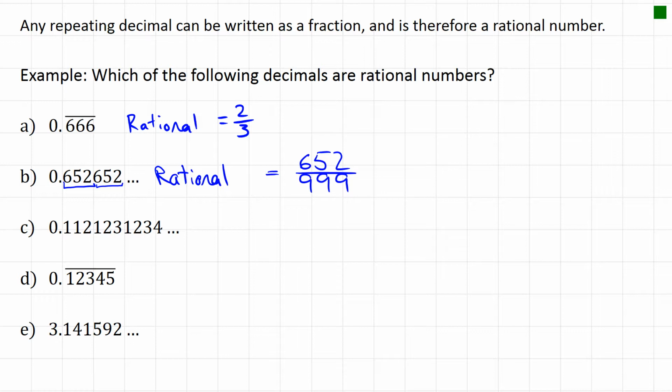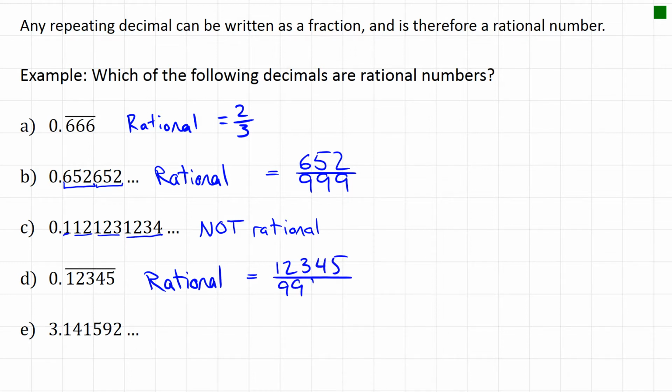Going on to part C, it looks like there's a little repetition here. We have 1, and then 1, 2, and then 1, 2, 3, and 1, 2, 3, 4. But this is not rational because the repetition has to be the same thing. It can't just be a pattern that's going on and on. It has to be the exact same thing repeating over and over and over again. So this is not rational. 1, 2, 3, 4, 5 with a bar over top though, that is rational because that's repeating forever. And again, we could actually write this as a fraction, 1, 2, 3, 4, 5 over 99999.